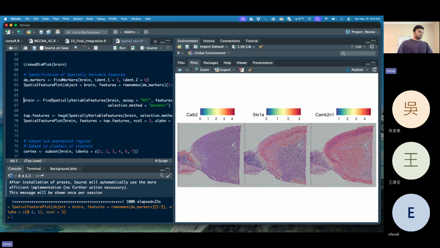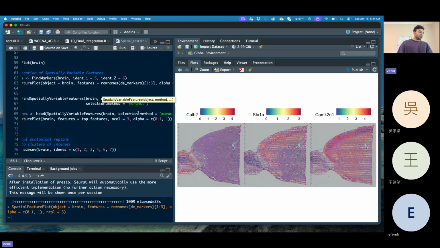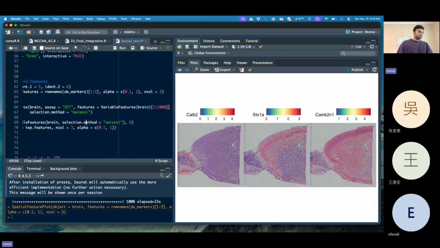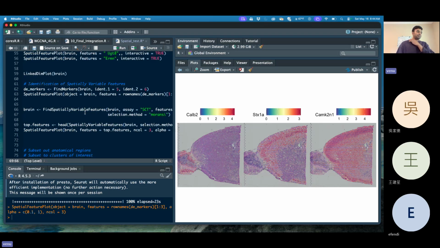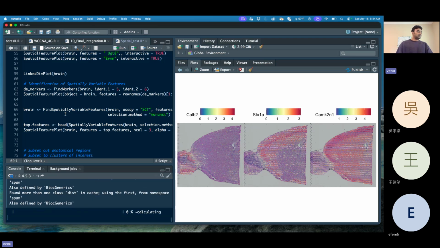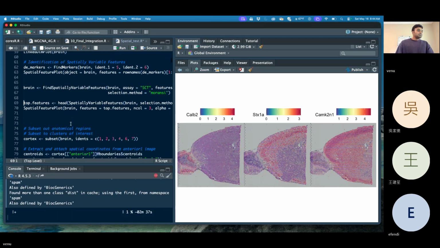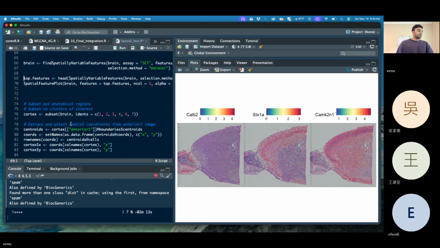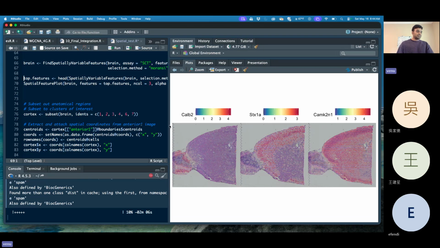Then find spatially variable features. There are methods for this. So first let's see thousands of features, like the top 1,000 genes. Meanwhile, it is taking a little time. So any questions, Professor, or anyone else?